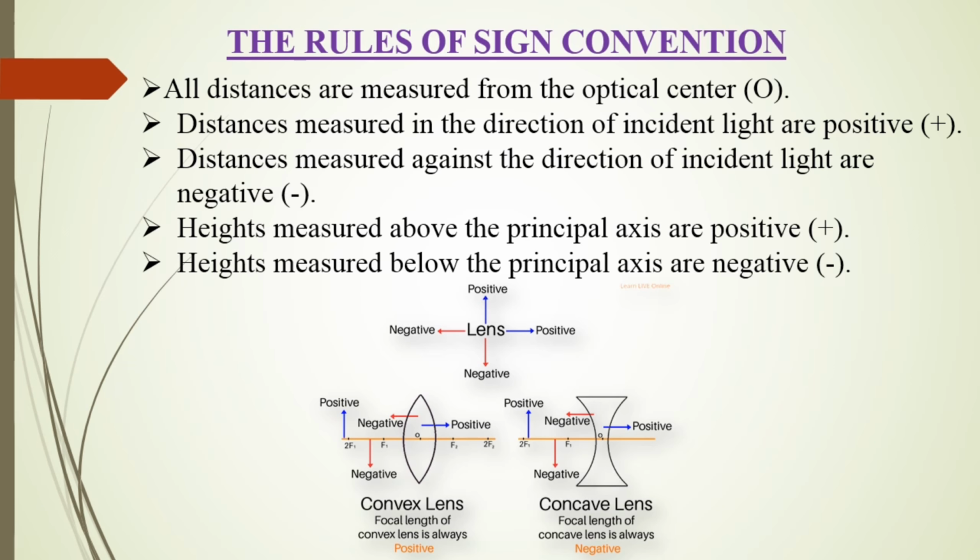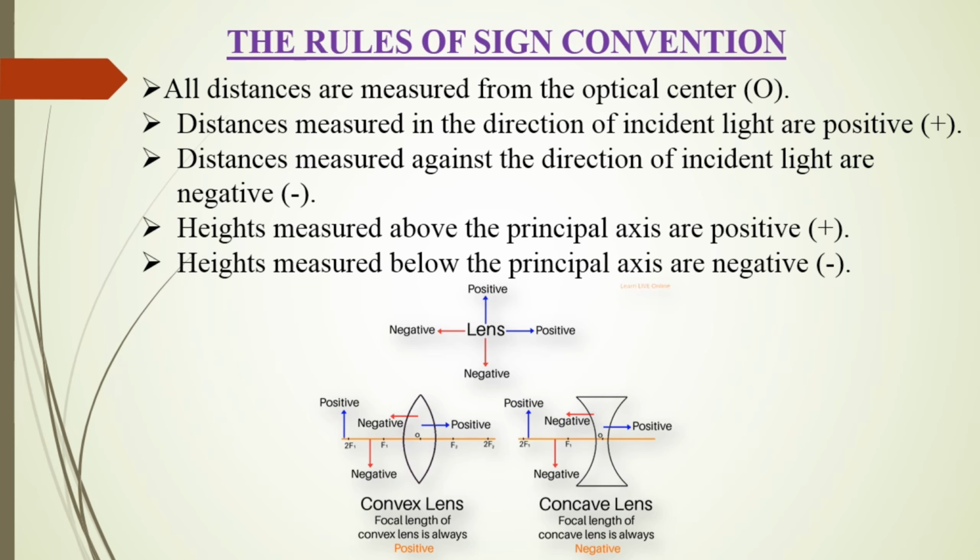First, every measurement you take, whether it is for the object, the image, or the focal length, must start at the optic center of the lens. Second, any distance we measure to the right of the optical center is positive, since that's the direction the light is traveling. Distances measured to the left are negative. Finally, for heights, anything above the main horizontal line, the principal axis, is positive, and anything below it is negative.